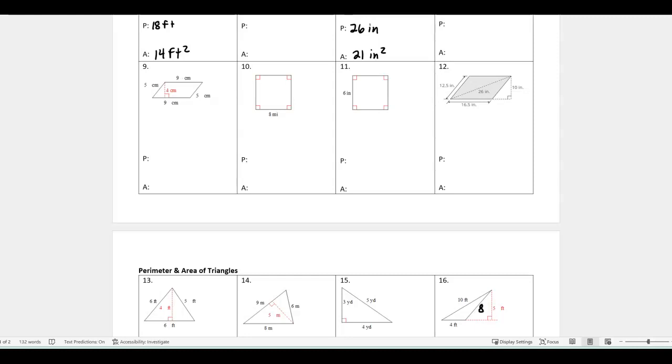For a square, right, all these sides are going to be equal. So that's 8, 8, 8. 8 times 4 is 32 miles. And then area is equal to base times height, just like a parallelogram, just like a rectangle. Area is equal to 8 times 8. Sometimes they say 8 squared, or A is equal to s squared. It's the same thing. It still gives you 64 miles squared.